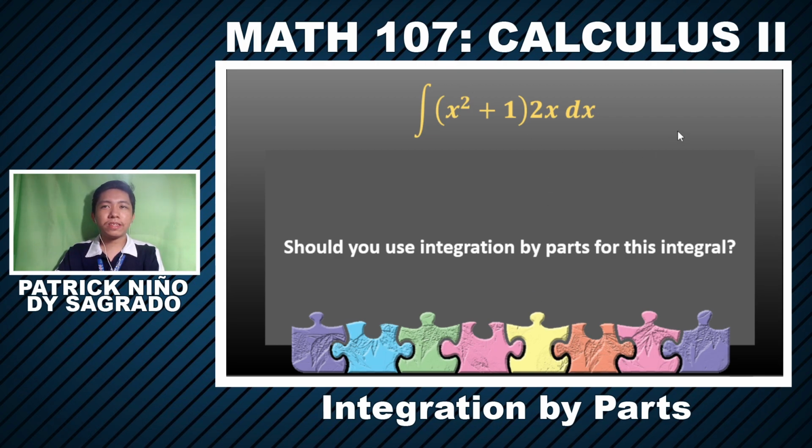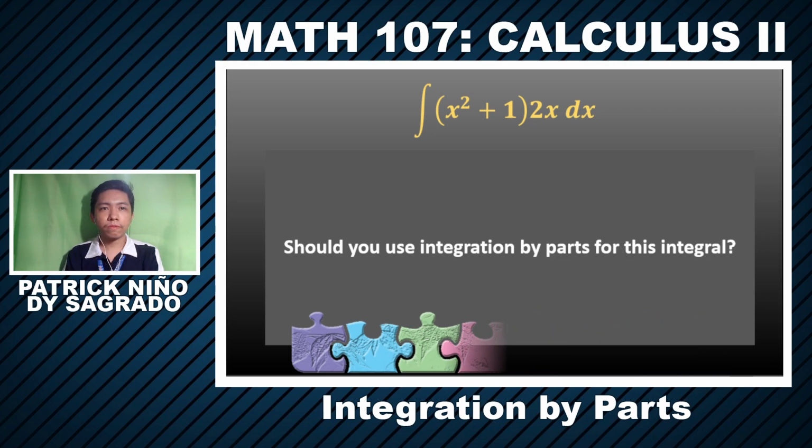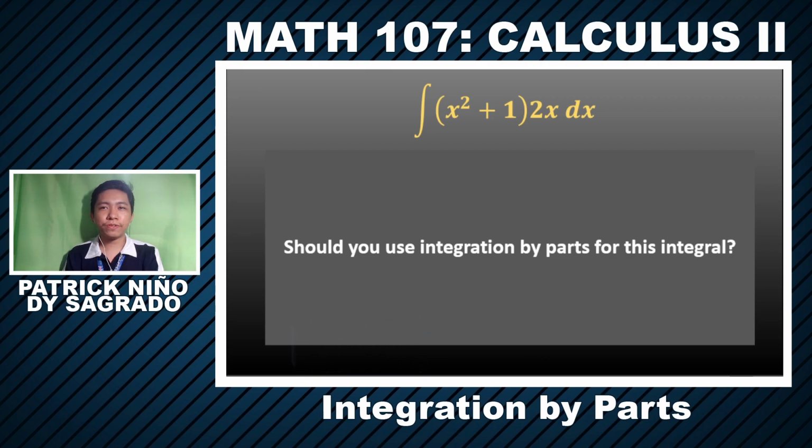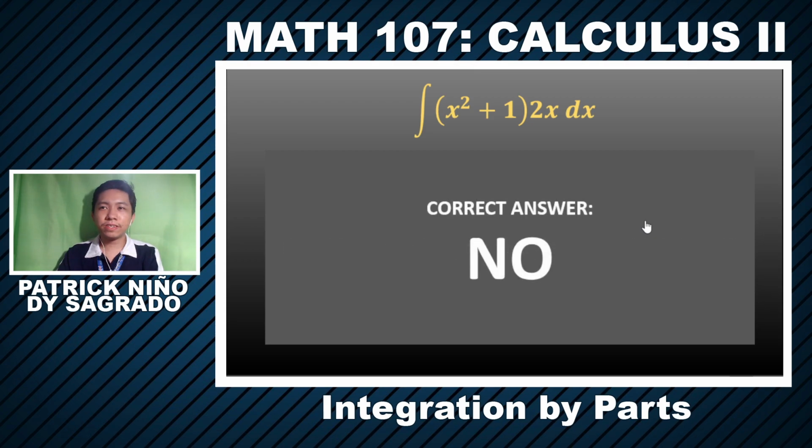So, should you use integration by parts for this integral? The integral is x squared plus 1 multiplied by 2x dx. Start. Raise your answers if it's yes or no. The answer is no. Congratulations everyone, you've got the correct answer.